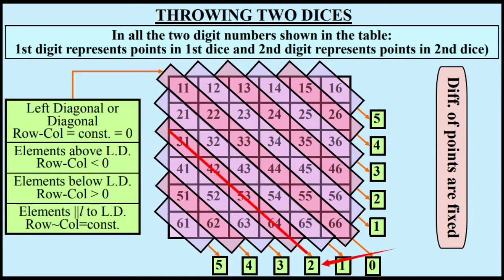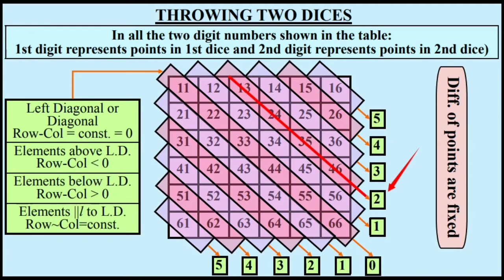I take another line parallel to the left diagonal and elements 31, 42, 53 and 64. The difference of points in two dice is 2. Here is another line parallel to the left diagonal and the elements falling on this are 41, 52 and 63, and in all these three elements we find that the difference of points in two dice is 3. Here randomly I take a line parallel to the left diagonal and on this line are 13, 24, 35, 46. The difference of points in two dice is 2 only.